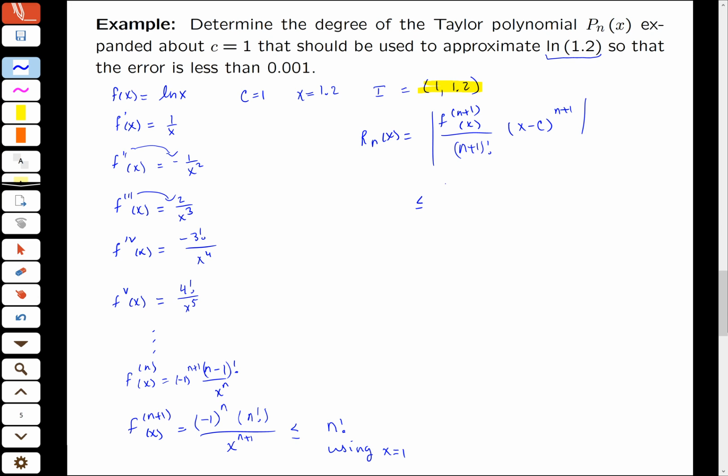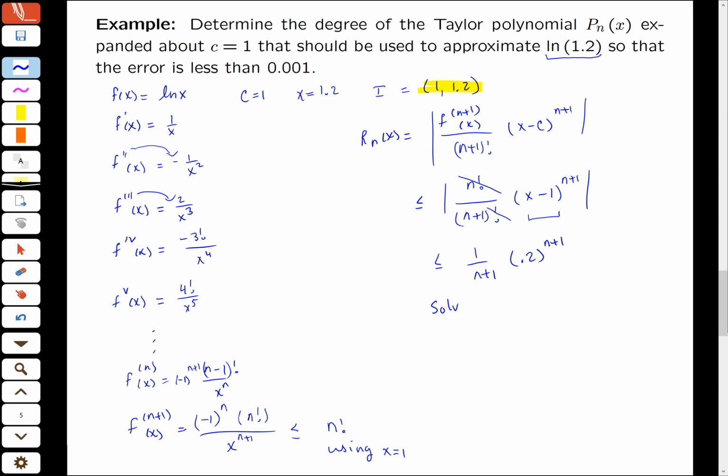So my remainder term is going to have my derivative, n factorial, and the minus 1 to a power goes away because that would only make it negative. I want the maximal value over n plus 1 factorial, and then times x minus c, c is 1, to the n plus 1. Now, what is n factorial over n plus 1 factorial? 1 over n plus 1. And what is the maximum value of x minus 1 to the n plus 1? What value should I plug in? 1.2 or 1? Yeah, 1.2 minus 1 gives you 0.2. And now I have made it as big as possible.